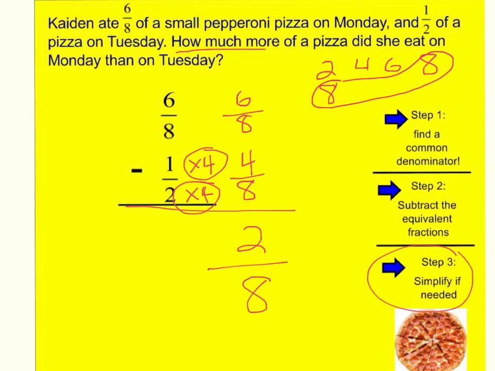Well, I need to remember my last step of simplifying. I can simplify this problem because it does have two even numbers, and if they're both even, I know I could divide by 2. So I could divide this one by 2 and divide the bottom by 2. So my answer would now be 1/4. So 6/8 minus 1/2 equals 1/4.